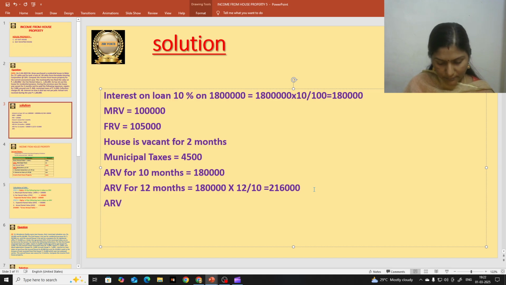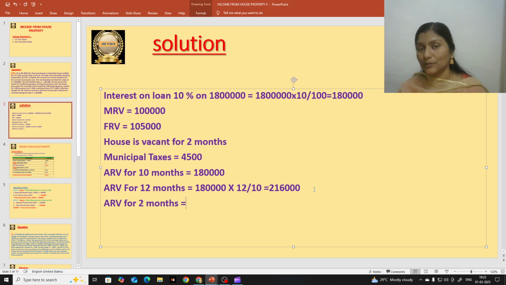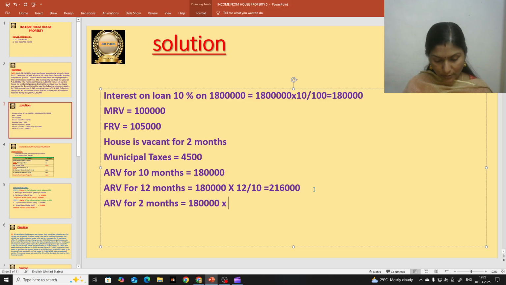ARV for 2 months. If you want, you can calculate in 2 ways. You can deduct 1,80,000 from 2,16,000. That is one way. Otherwise, you can calculate by taking 1,80,000 into 2 divided by 10, since 1,80,000 is for 10 months and you need for 2 months. You can check. 1,80,000 into 2 divided by 10. You will get 36,000. 36,000 is vacancy period rent.